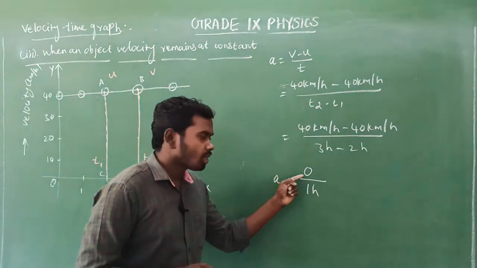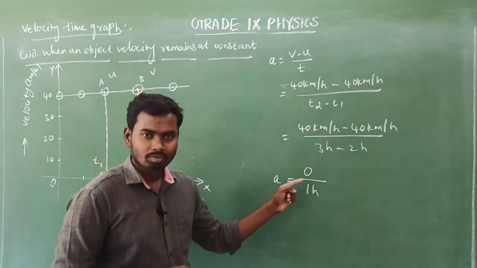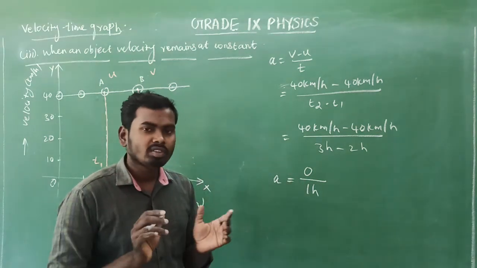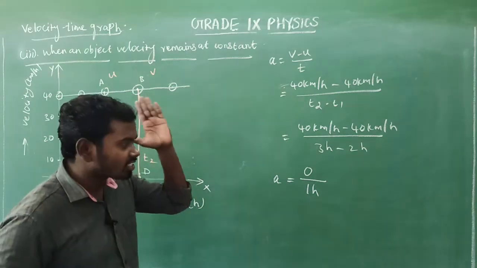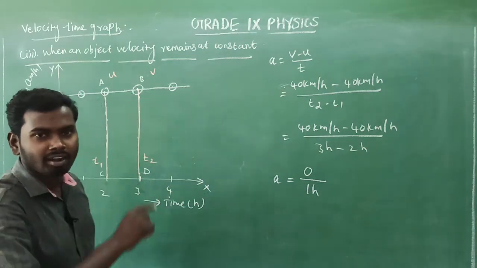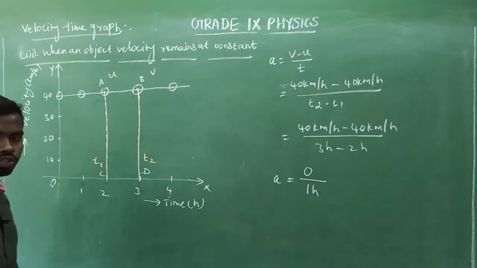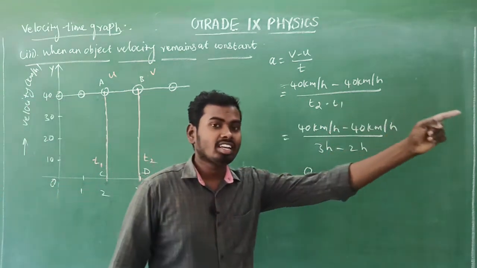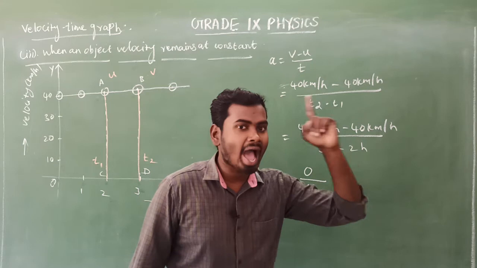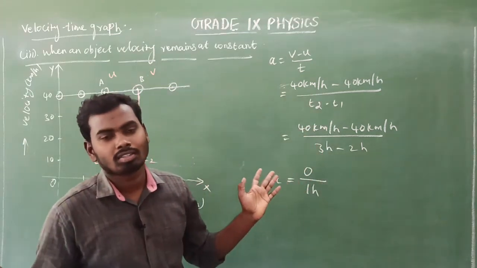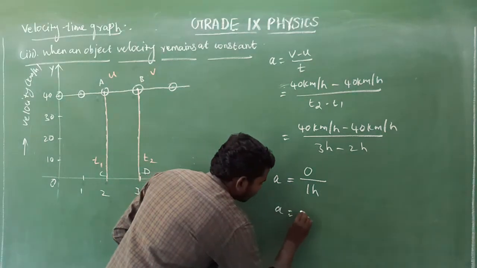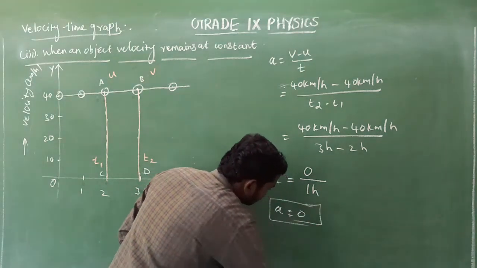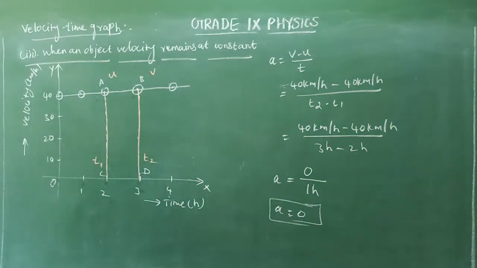So here the numerator is 0. Am I right? What is the value? You tell me. 0. The acceleration of the object is 0 here. Whenever an object moves with constant speed or constant velocity, the acceleration of the object is 0. That is the concept.